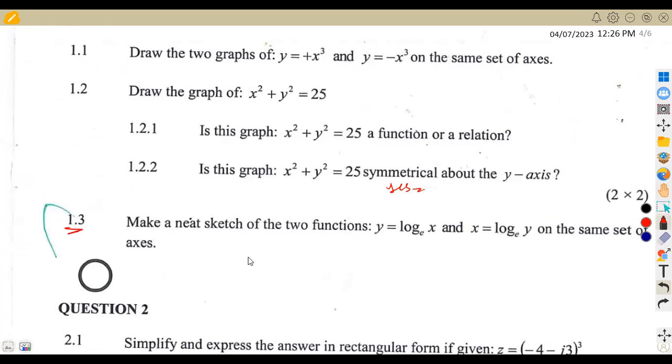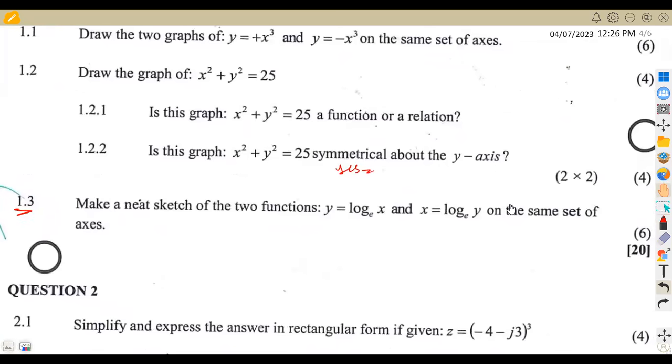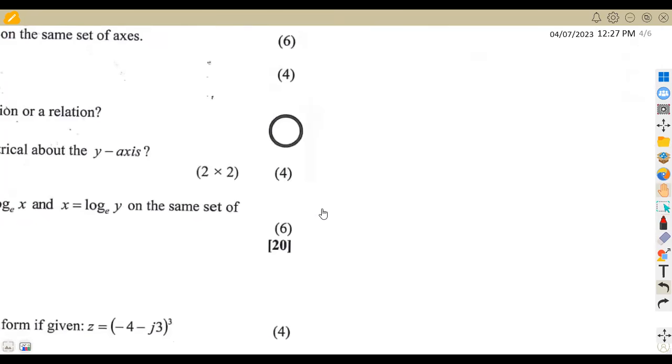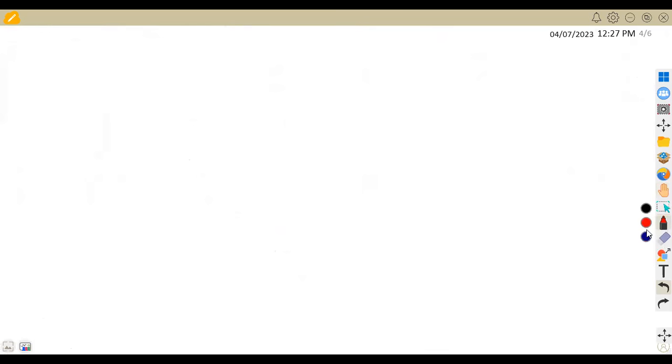1.3, make a neat sketch of 2 functions. Okay, the function of y is equal to log x base e, and the function of y of x is equal to, okay, on the same set of x's. Again, 6 marks for that. So guys, you see this question was referring you back to mathematics N3, sketching of graphs. All right, so anyways, let's see how we are supposed to sketch these 2 graphs that you're given on the same axis in this case.